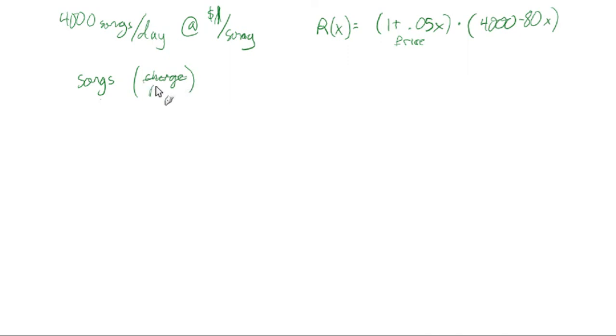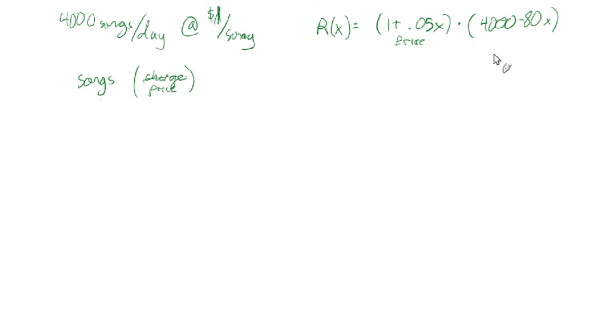I guess we should write price here. So we take the price times the number of songs. Perhaps this is the number of songs. They say for every increase of 5 cents, which is what X is representing, for every increase of 5 cents, we'll sell about 80 songs less. So you take 4,000 and you subtract 80 for every increase of 5 cents that you make. So if we increase it by 5 cents, then we'll sell 80 less songs. If we increase it by 10 cents, that's 2 increases of 5 cents, we'll sell 160 less songs.